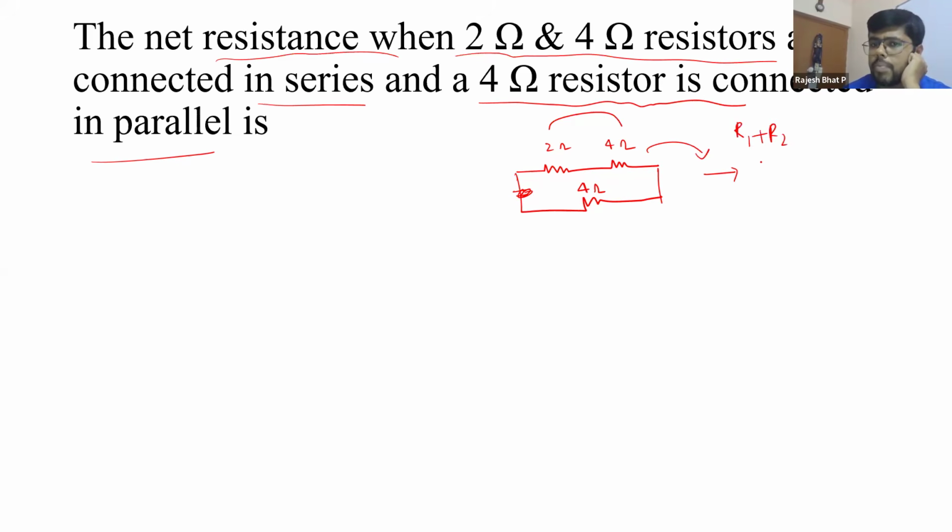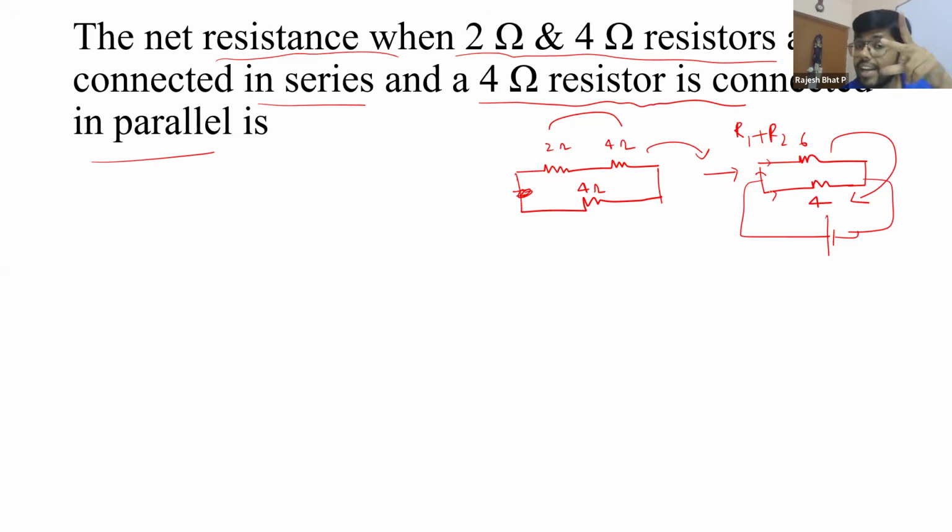If you add them up, what will be remaining? 2 plus 4 is 6. Denominator also you have 4. So now these both are in parallel. Parallel connection means, this is actually how it looks. If a battery is connected, this is how current comes. It is divided in parallel. How to find parallel in series?